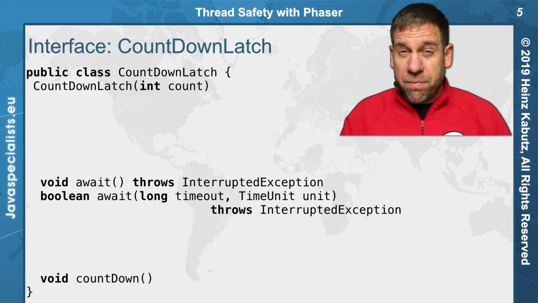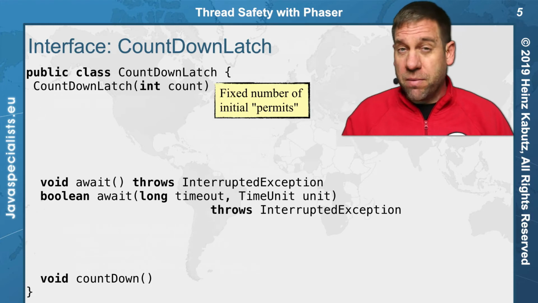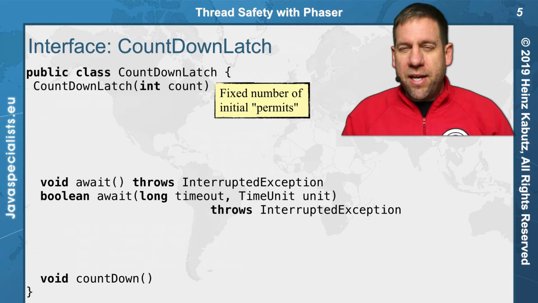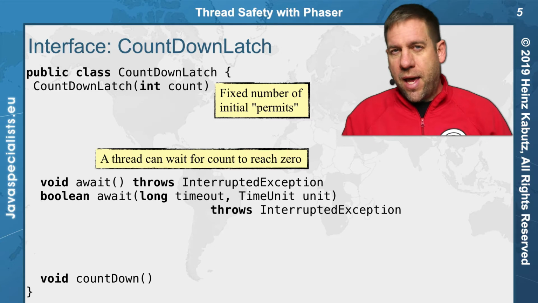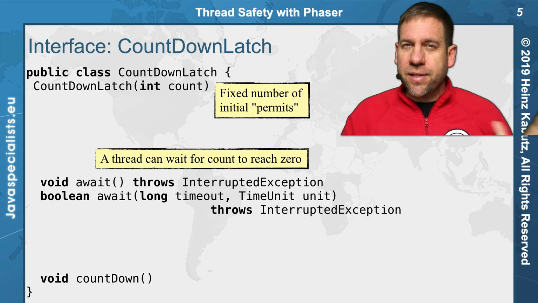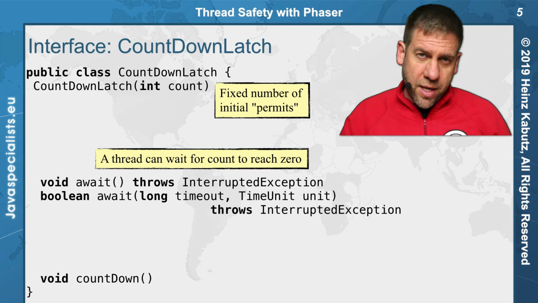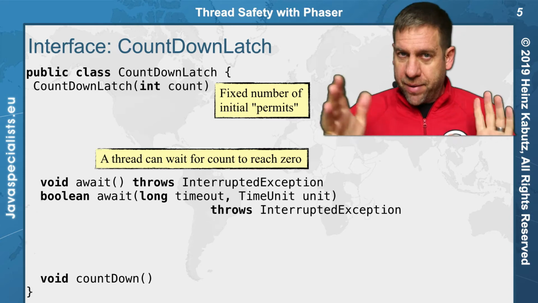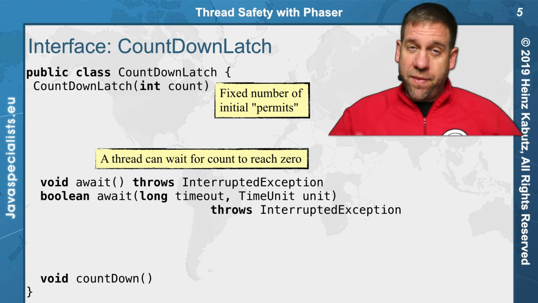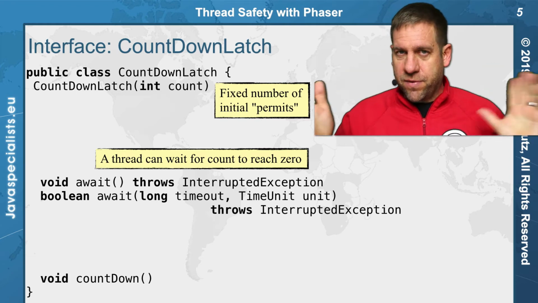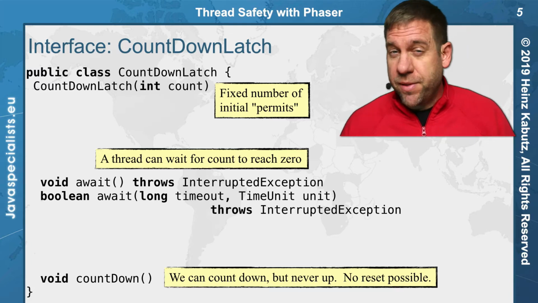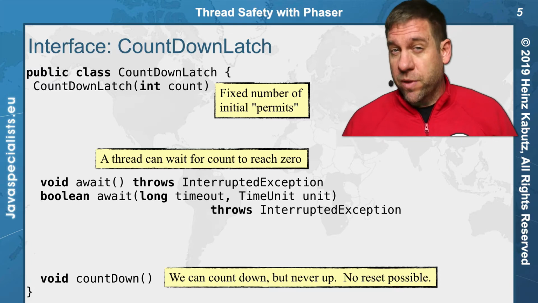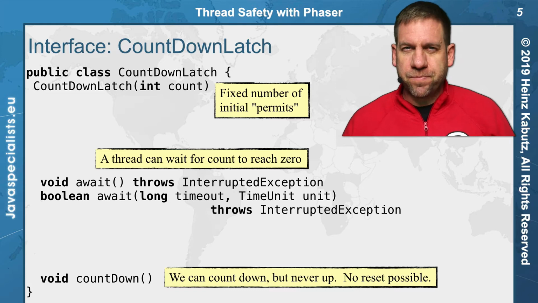The interface is also very simple. When you construct it, you specify what the count is going to be. You could say it's the number of permits you're going to have. And then you can await, either without a timeout or with a timeout. This will wait until the countdown reaches 0. Once the countdown is 0, it never goes up again. So if you want to have another CountDownLatch, you have to make another instance. If you call await with a timeout and it doesn't come back within that time, then it simply comes back with false. So the interface is very simple.